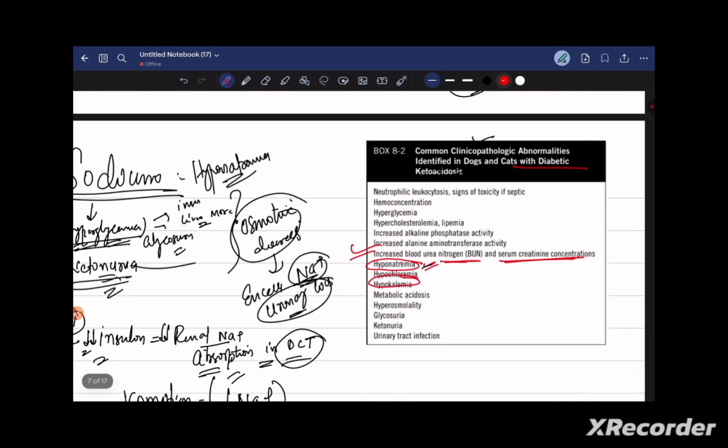Here, there will be neutrophilic leukocytosis, hemoconcentration, hyperglycemia, hypercholesteremia, increased alkaline phosphatase activity, increased alanine aminotransferase activity, metabolic acidosis, hyperosmolality, glycosuria, ketonuria and urinary tract infection.